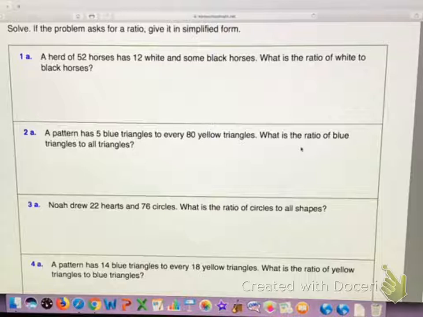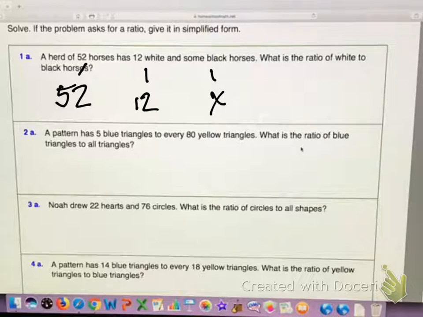A herd of 52 horses. So a herd has 52 horses. It has 12 white and some black, an X amount of black. Hey guys, how many of them are black horses? Some. Well, let's solve for it. Who can raise their hand and tell me? Trey. 40. How'd you find 40, Trey?